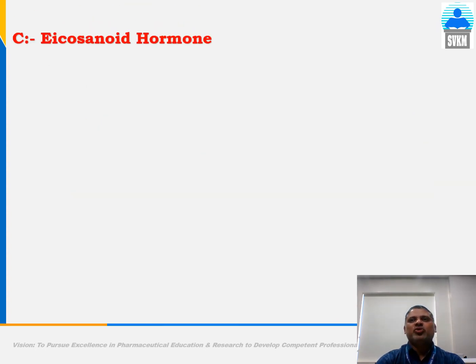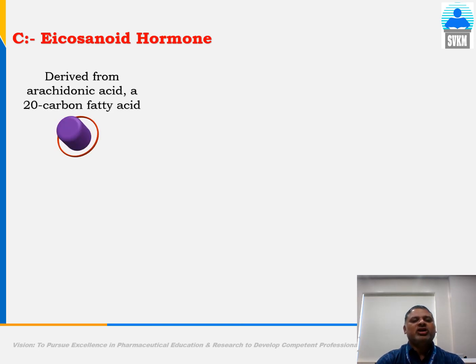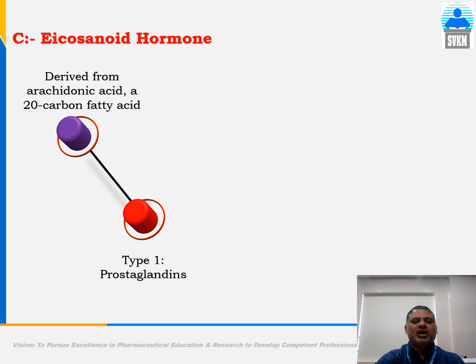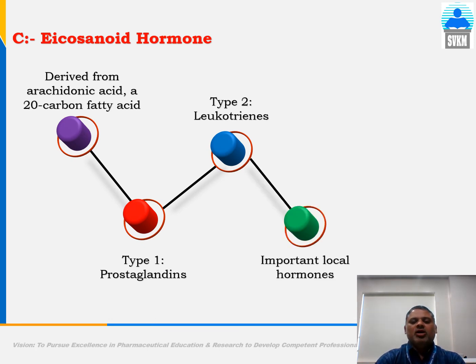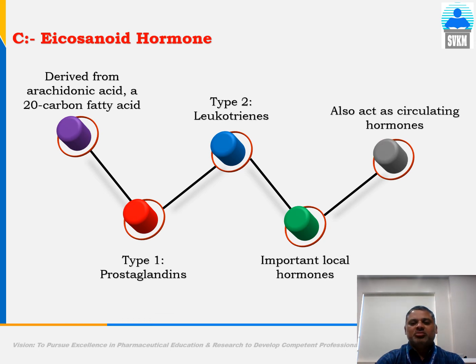The third example of the water soluble hormone is the eicosanoids. These are derived from arachidonic acid, that is, a 20 carbon fatty acid chain. The first type of eicosanoid is the prostaglandin, and the second type of eicosanoid is the leukotrienes. These eicosanoid hormones are important local hormones, and they also act on the circulating hormones.